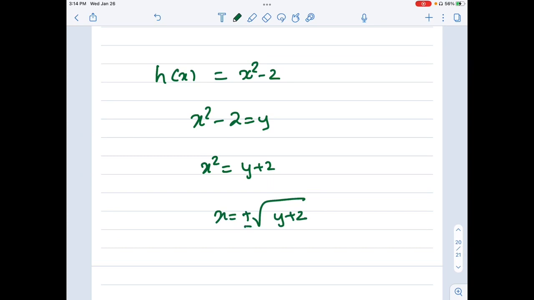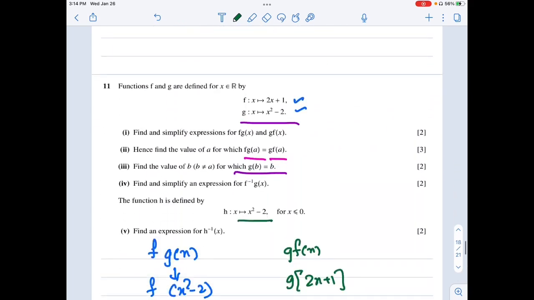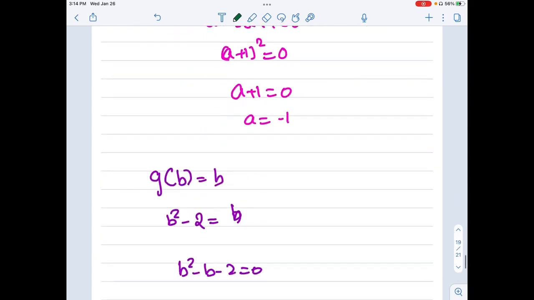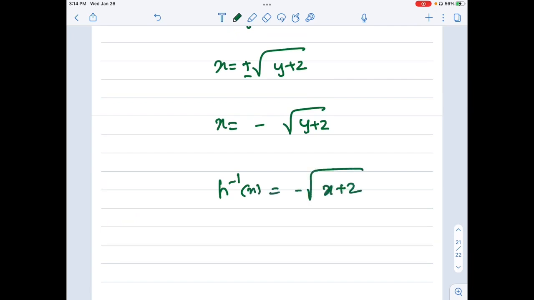But what is it telling? We have to consider either plus or minus. We can see that x is always negative numbers. So therefore x is minus square root of y plus 2. So h inverse of x is going to be minus square root of x plus 2. In the last step, replace y with x. That's the easiest way to find the h inverse of x or inverse of any function. So that completes the paper. See you in the next paper.